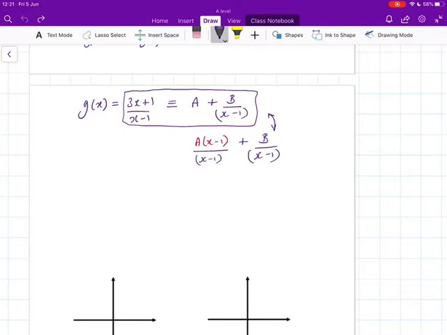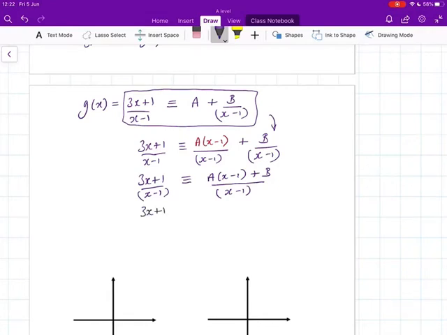So let me just take those parts out. So what we've got there, and we know that's equivalent to 3x plus 1 over x minus 1. So what we can now do is join our two fractions on the right hand side together, because they've both got the same denominator. So we can now add their numerators together and put it all over x minus 1. So if these two are equivalent to each other, they've obviously both got the same denominator. That must mean their numerators are equal to each other.